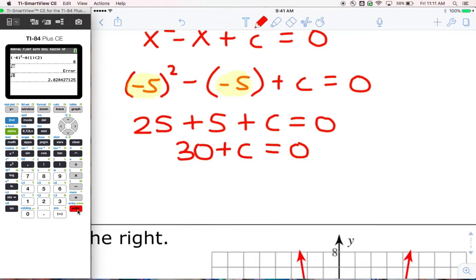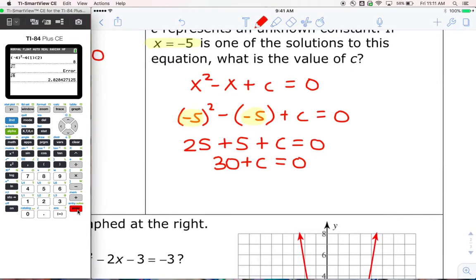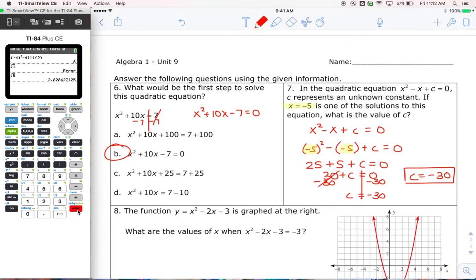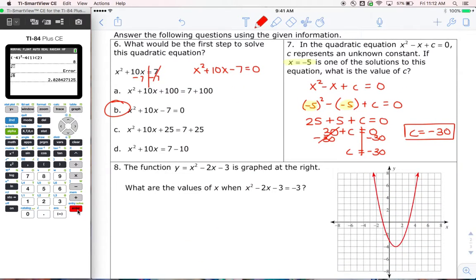Guys, use your logic. 30 plus what number would give you a 0? I hope you kind of just know, right? It's got to be plus a negative 30. That's my answer. If you wanted to fully solve this thing, you can. You can get rid of that 30 by subtracting it from both sides, and we do get negative 30. But I think we can also use our logic to take that last step. All right, c must be negative 30.